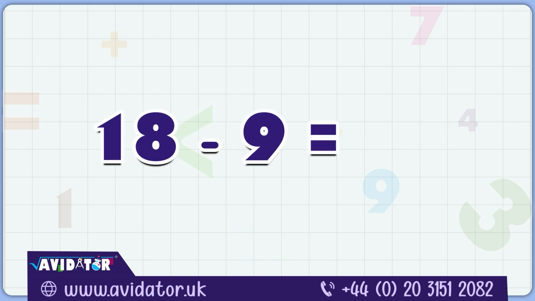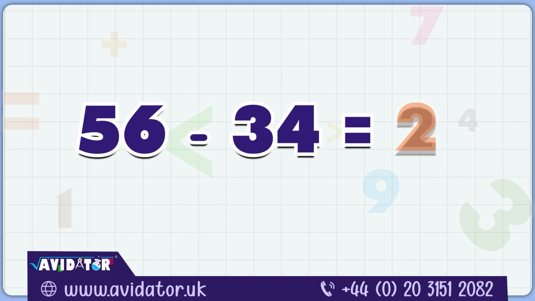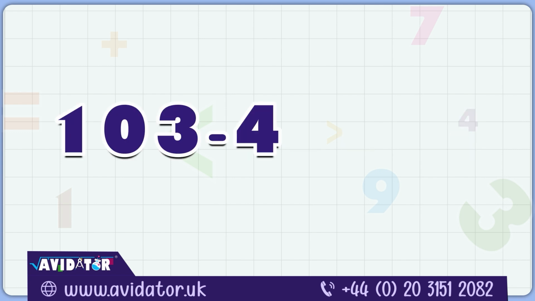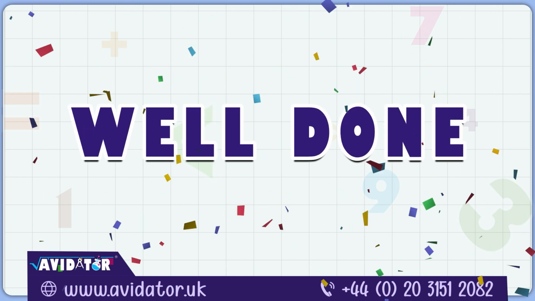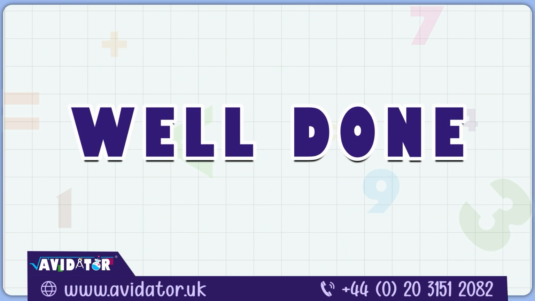Let's check. 18 minus 9 equals 9. 56 minus 34 equals 22. 103 minus 48 equals 55. Well done if you got them right. Keep practicing and you'll get even better.